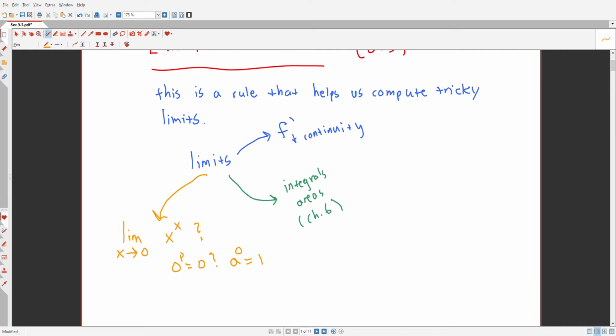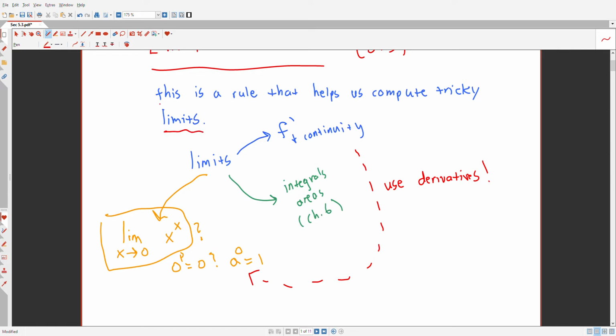And so we started calculus talking all about limits. We avoided tricky limits like this one and said, let's just move on and talk about functions and continuity and derivatives. But now that you have worked so hard to understand derivatives, we can use derivatives to circle back and answer this question. We used limits to define derivatives, and now L'Hopital's rule is going to tell us how to use derivatives to secretly compute some limits. This is a rule that helps us compute tricky limits, and how we do it involves taking derivatives.